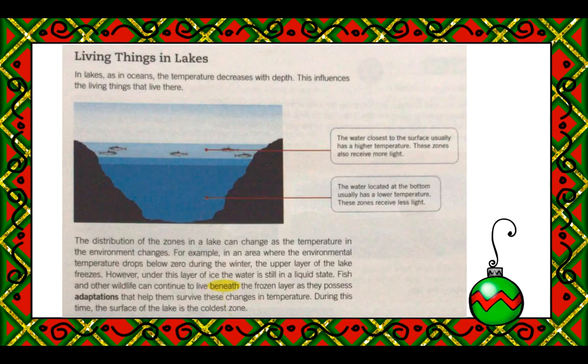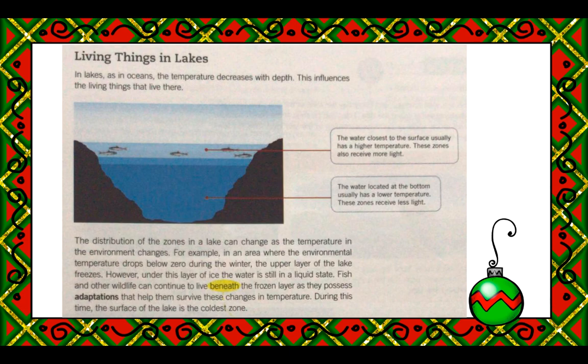Living things in lakes. In lakes, as in oceans, the temperature decreases with depth. This influences the living things that live there. The water closest to the surface usually has a higher temperature. These zones also receive more light. The water located at the bottom usually has a lower temperature. These zones receive less light.